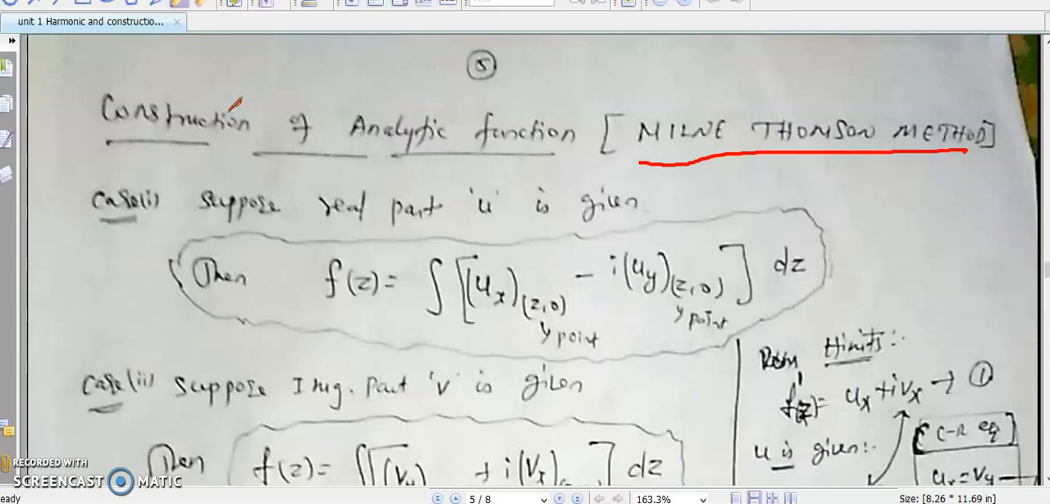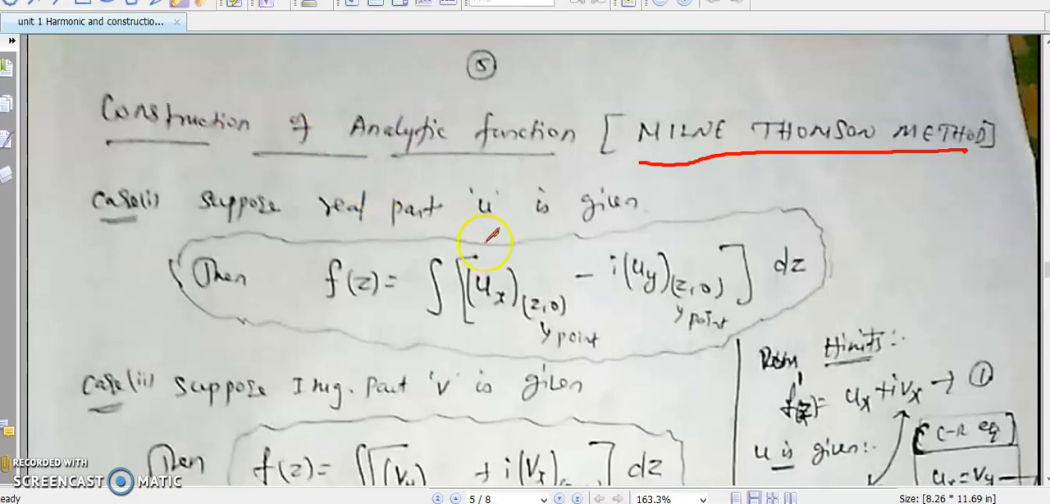This is number 1, construction of analytic functions. Already we have seen what harmonic functions are, based on the CR equations. Similarly, this is also based on the CR equations. But here the question is how to construct the analytic function, that is, find f of z, small f of z, from the given functions.